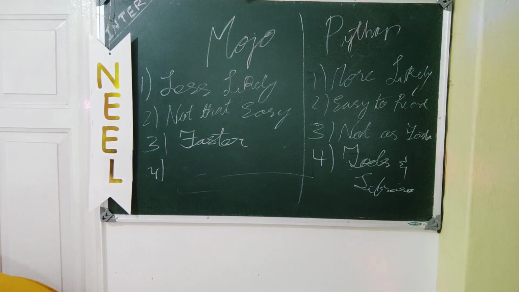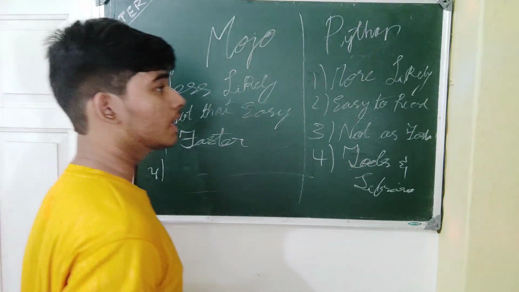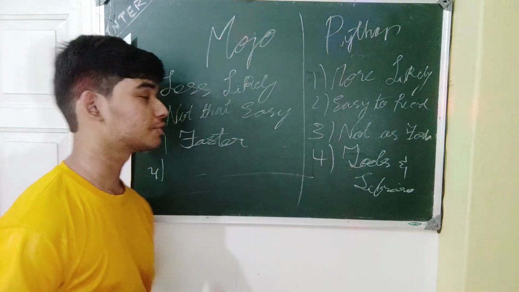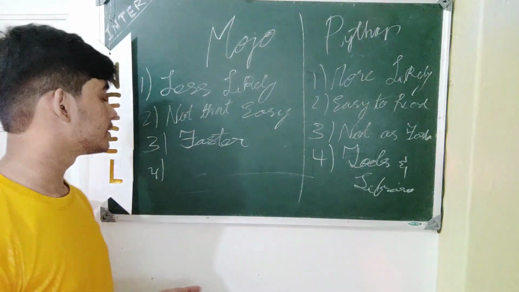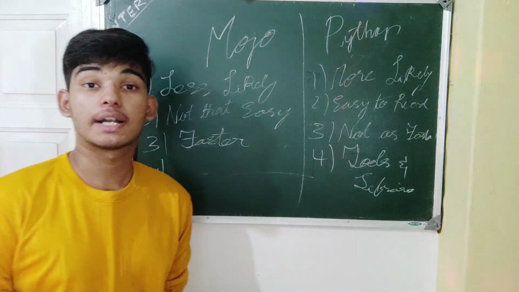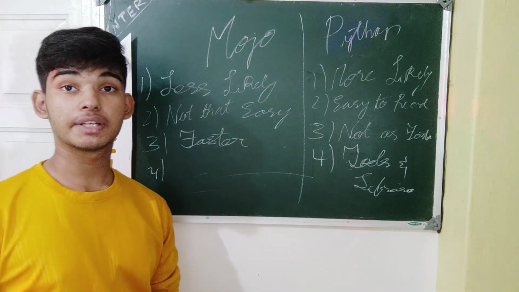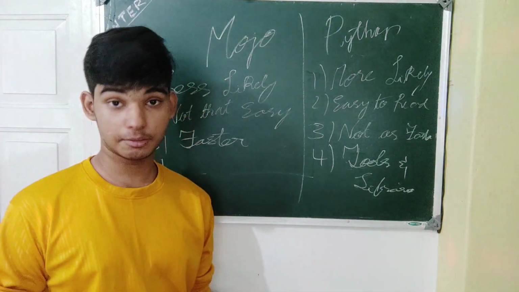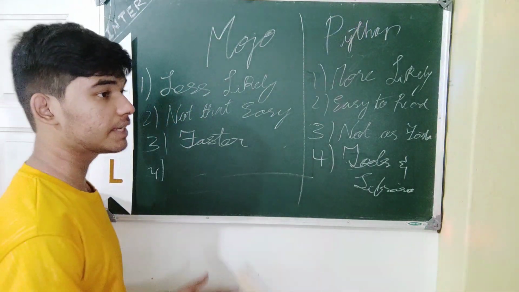So Mojo overall looks like it might be better than Python, and there are still more advantages for Mojo. First of all, it runs in machine code, and it also runs code related to artificial intelligence and machine learning, which makes it much more compatible and much more advanced, like I said multiple times, than Python. So those are a lot of advantages for Mojo and Python.